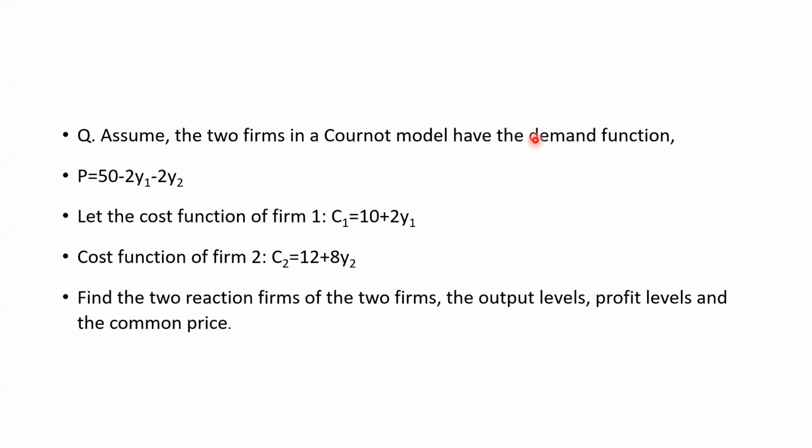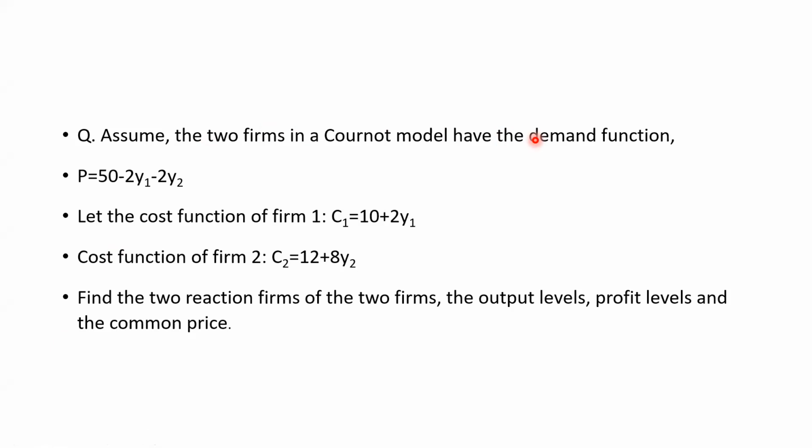So we have two firms in a Cournot model. There are two firms, firm 1 and firm 2. The output levels of the two firms are y1 and y2. The cost function of firm 1, C1, is a function of y1 only. It's equal to 10 plus 2y1. And C2 is a function of y2 only. It's equal to 12 plus 8y2.